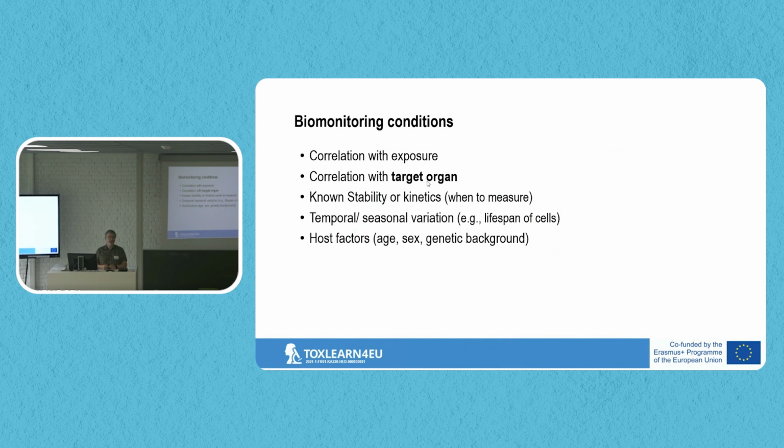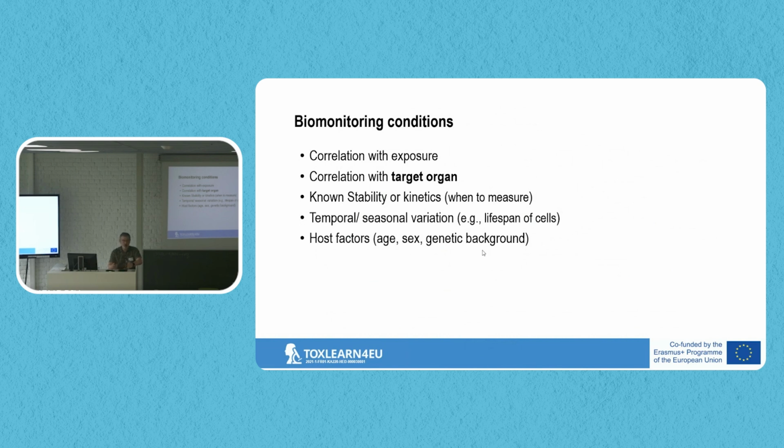So for instance, when we look at cotinine levels in smokers, if we ask somebody not to smoke for a week, and we measure cotinine levels in the urine, for instance, it disappears, right? So you need to know at what time do I have to measure to see a certain effect. You have to take into account temporal or seasonal variations. For instance, for DNA damage, we often saw higher levels in the winter than in the summer, because lifestyle is different. People close their windows, people eat differently, etc.